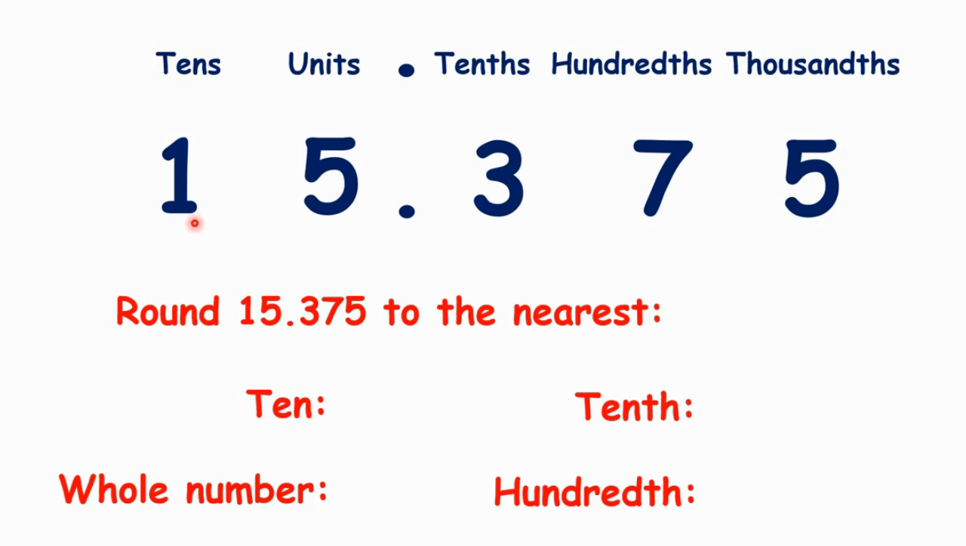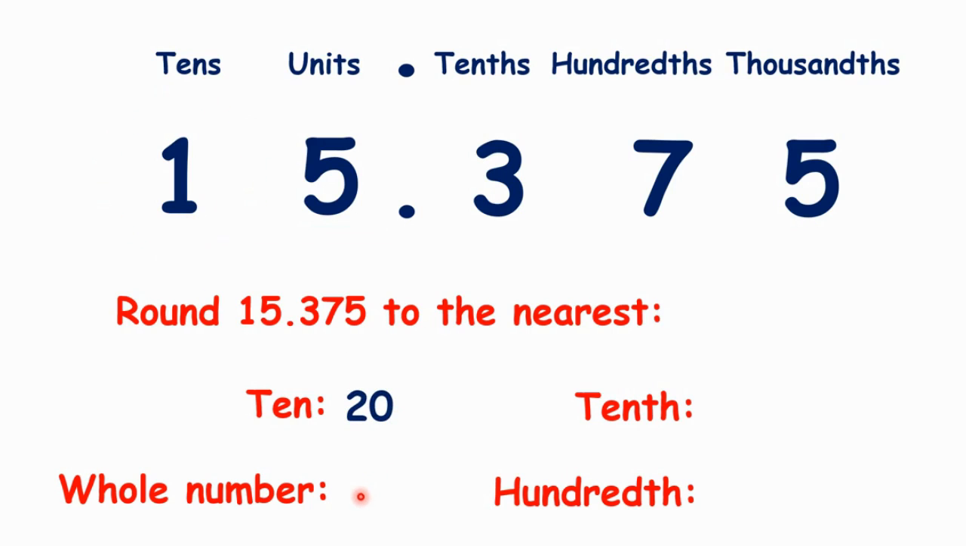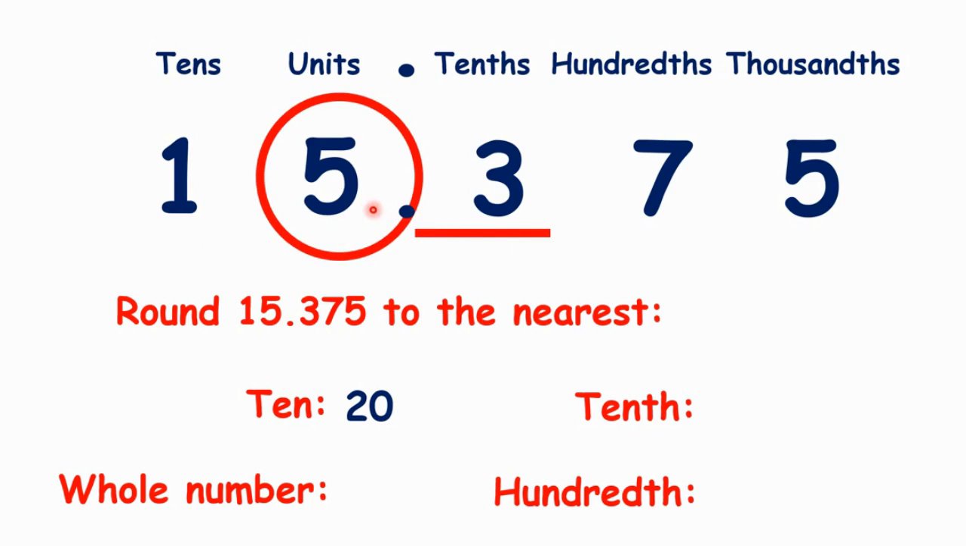For rounding to the nearest 10, we find our tens, look to our units, and we can see that we need to round up to 20. For rounding to the nearest whole number, we find our units, look to our tenths, and we can see that we're rounding down, so we have 15.